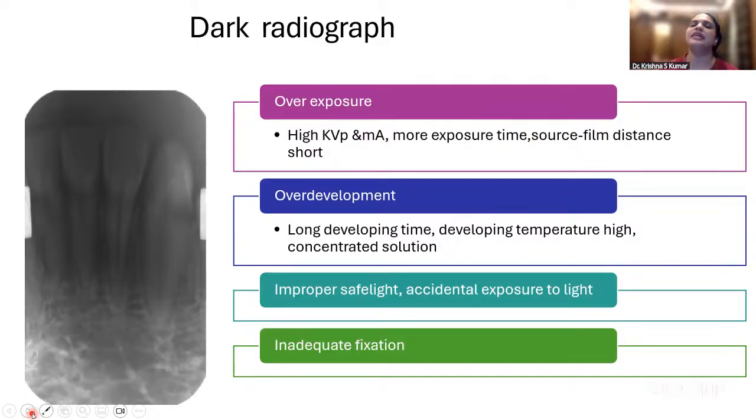If you increase the exposure parameters, more X-ray photons will reach the film. If the X-ray source and the film are very close, that will also cause increased penetration of the X-ray photons.